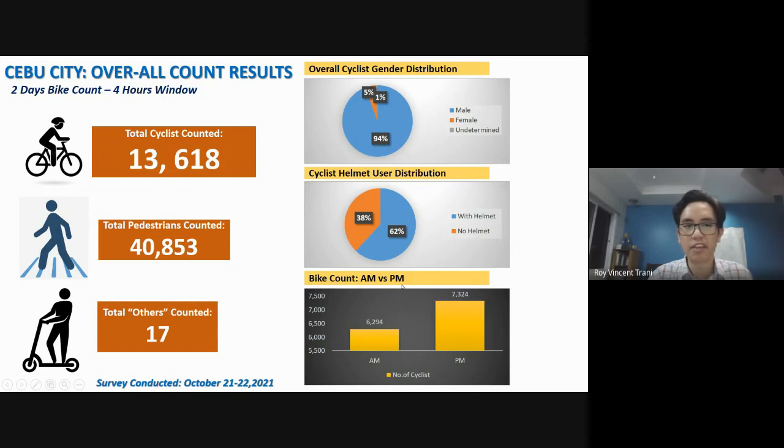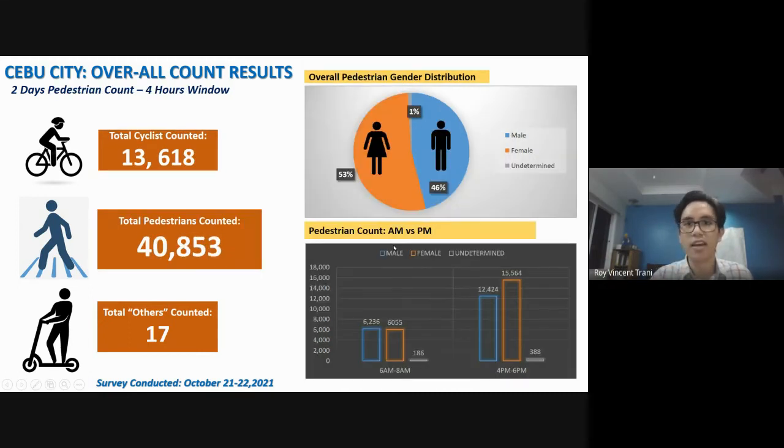So this is just a breakdown of what the cyclists look like. Most of them are male, only 1% are female. Most of them wear helmets, that's 62%, while only 38% don't wear helmets. And then the pedestrians, who are these pedestrians? 53% of them are female, so mostly mothers, the female leaders of the household who need to go buy stuff. And then maybe 46% male. So that is just a stereotype. I'm just guessing. I didn't do the count, but you can see this breakdown here.